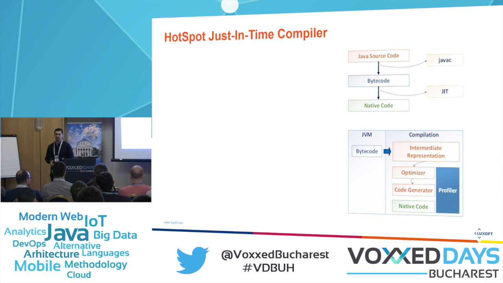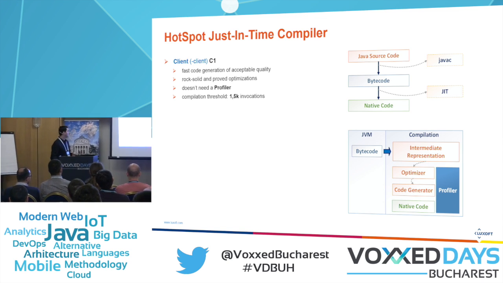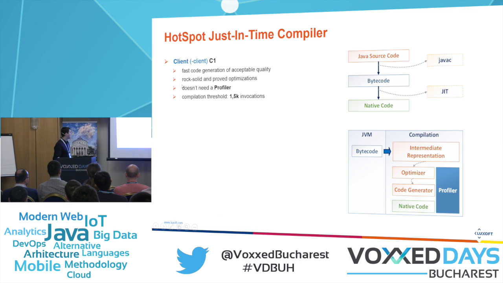In the HotSpot JVM, there are two shapes of just-in-time compiler. The first one is called client, or C1. The client provides fast code execution of acceptable quality. What it means is that it's able to compile the bytecode quicker, and it doesn't make any assumptions. It optimizes the code only if it can prove that optimization. It doesn't need a profiler, and the compilation threshold is 1.4K invocations.